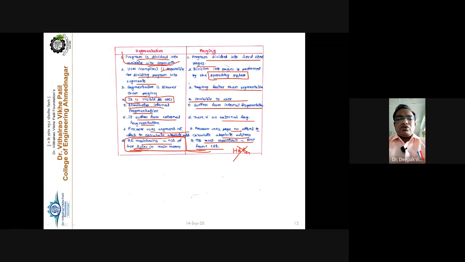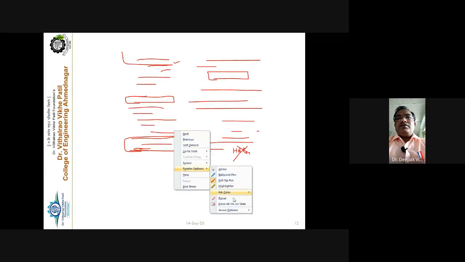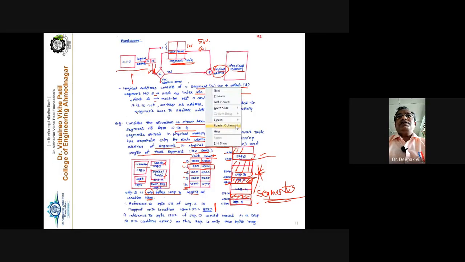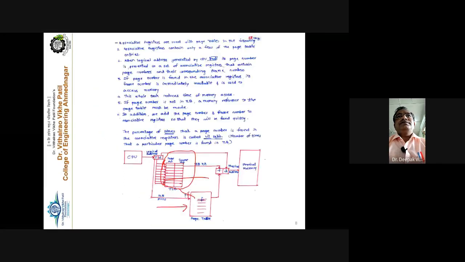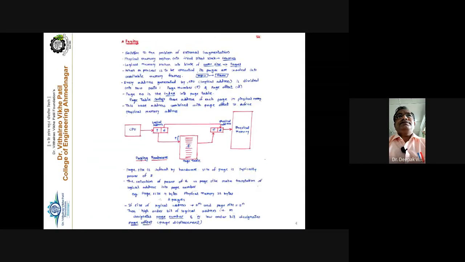Getting this point? So these are the two important memory management techniques, paging as well as segmentation. Just we'll revise it. The paging and segmentation, the two important points we have discussed, right? And the differences between paging and segmentation we have discussed.